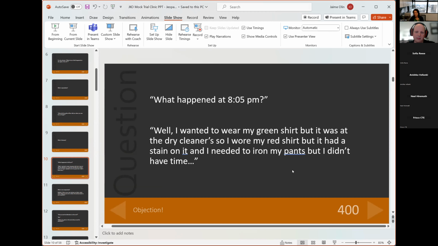So I would say that this is narrative because the witness starts out with saying, I wanted to wear my green shirt, but what comes after that is really narrative, because they're kind of extending it into a story, like, yeah, so I wore my red shirt, but it had a stain on it. And that's just elongating it more than it needs to be.